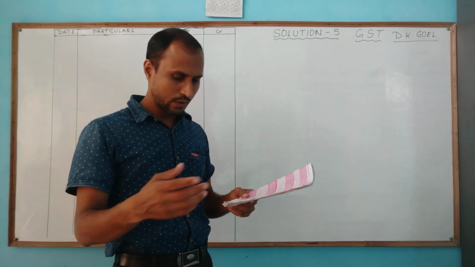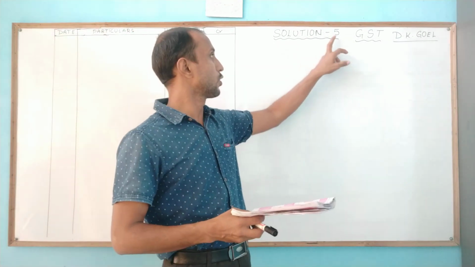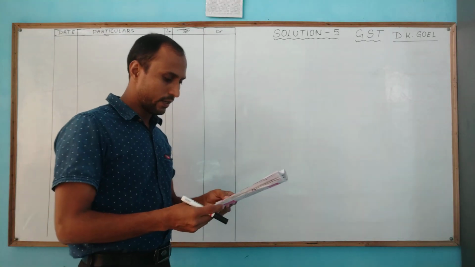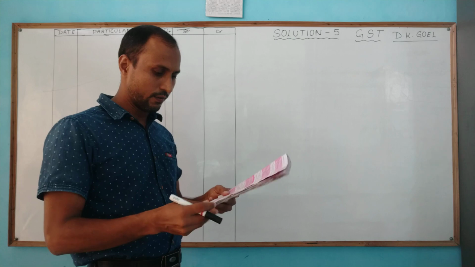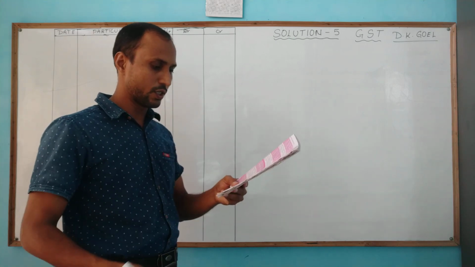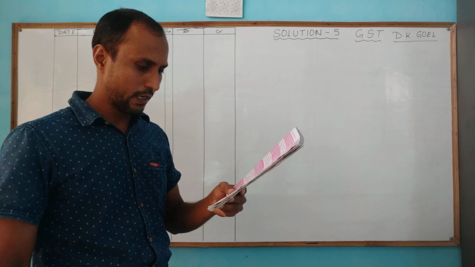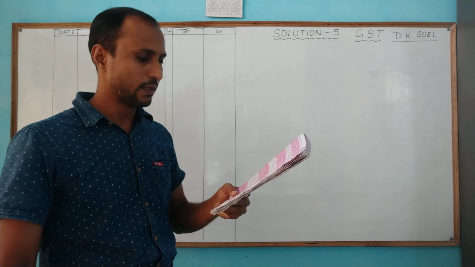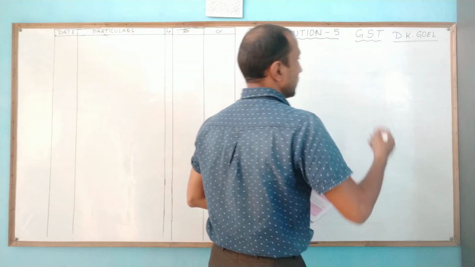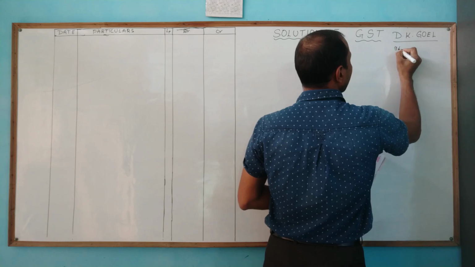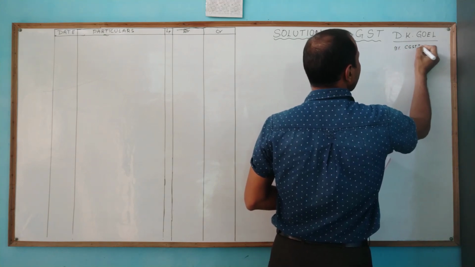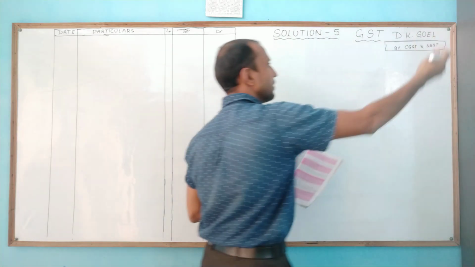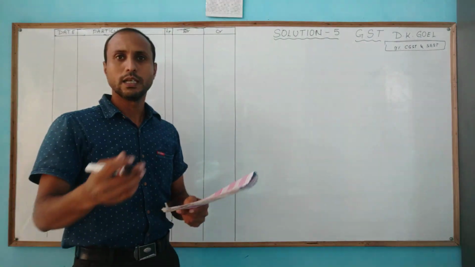I am going to explain you question number 5. It is written here, solution of 5, chapter GST from DK Goyal book. Now we have here the first transaction given. Before the transaction, the information is given in the question that the business is going within the state of Bihar, and CGST and SGST are given 9%. So wherever we use CGST and SGST, we will use 9%.